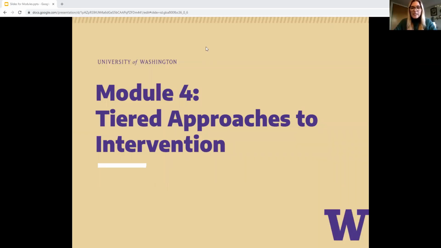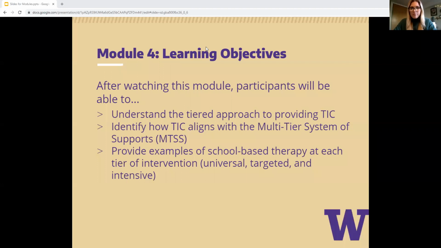Now we will discuss tiered approaches to intervention within the scope of trauma-informed care. So by the end of this module, our goal is that you will understand the tiered approach to providing trauma-informed care, identify how it aligns with the multi-tier system of supports, and lastly, be confident in providing examples of school-based therapy at each tier intervention.